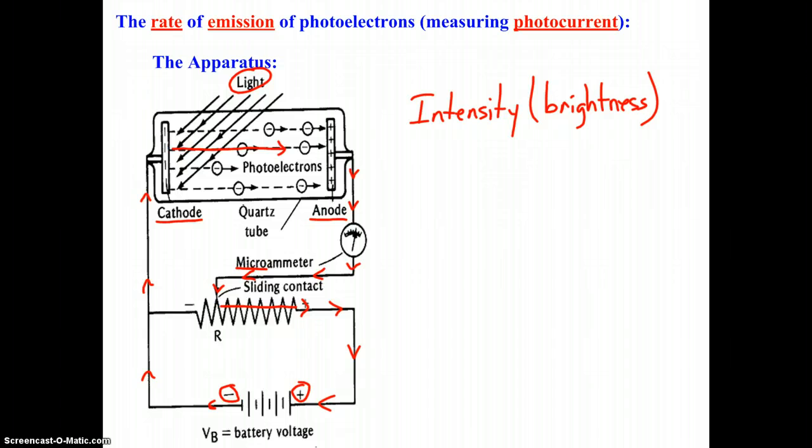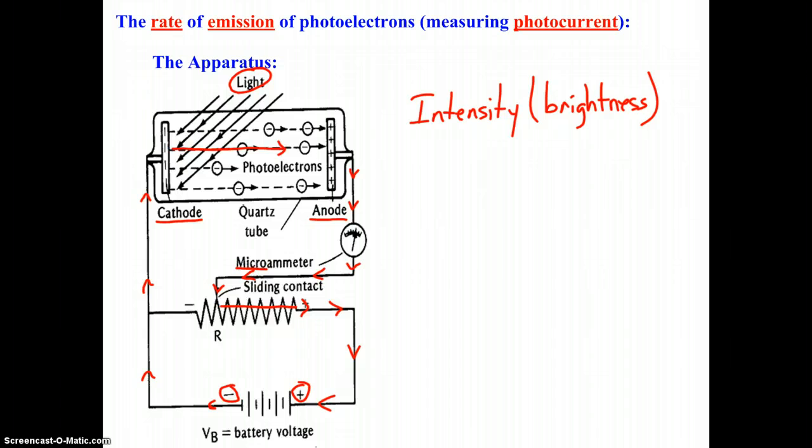Well, if they're going to vary intensity, start off with dim light and get brighter and brighter, what aspect of the light do they have to keep constant? And of course, the answer to that question is you have to have the frequency controlled. You can't have both the brightness and the frequency being varied at the same time because you wouldn't know which one is impacting the rate of emission of photoelectrons. More on the results here in a moment.